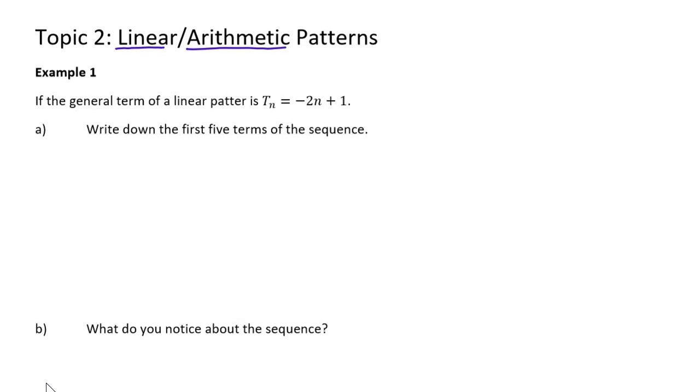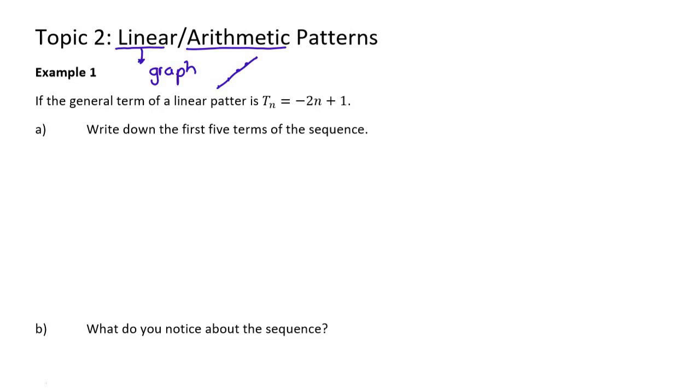Okay, so why are these patterns called linear patterns? The reason why they're called linear patterns is because if you graph them, you would get a straight line. So if you had a sequence that is a linear pattern, it ends up forming dots that form a straight line. Hence it's called linear.